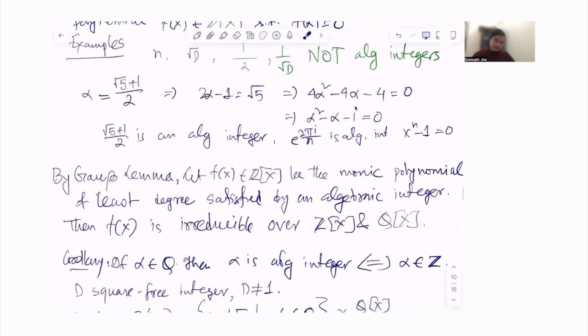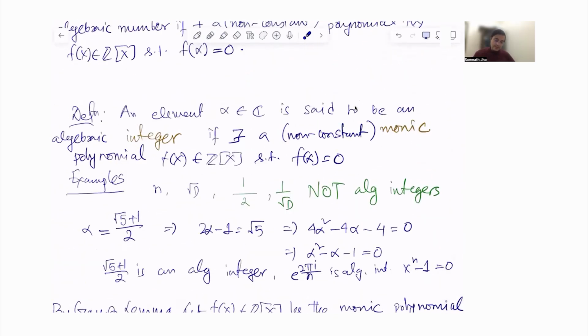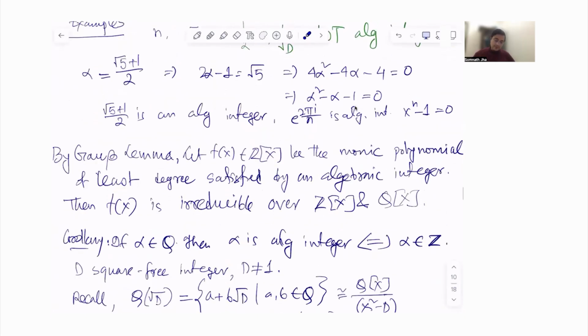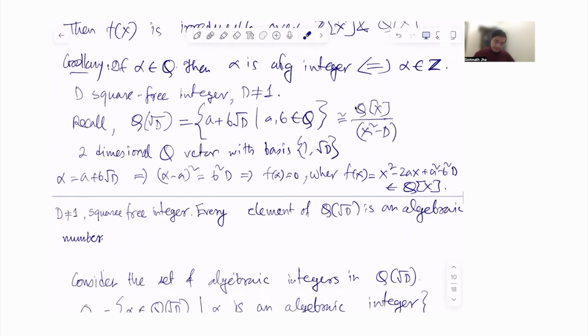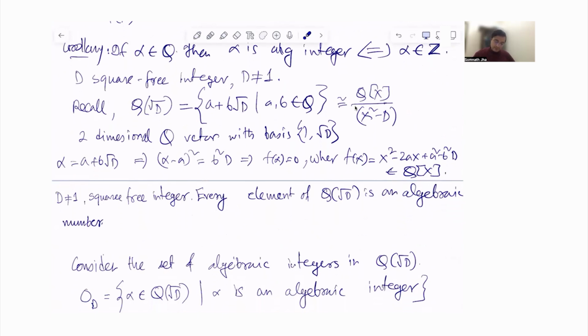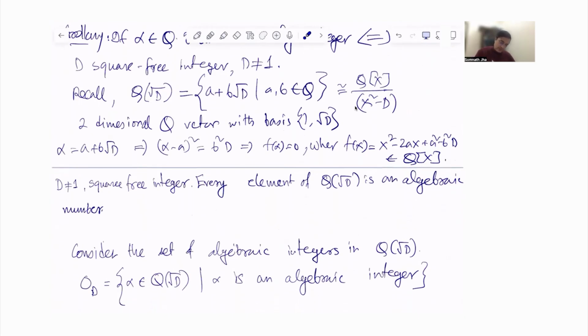So what is an algebraic integer again? It is an algebraic integer if it is the root of a monic polynomial with coefficients in Z. The main thing is monic polynomial, and we saw some examples. So now the main theme, one of the main things we are pursuing in this course: consider the set of algebraic integers inside Q root d. This is denoted by O_D.